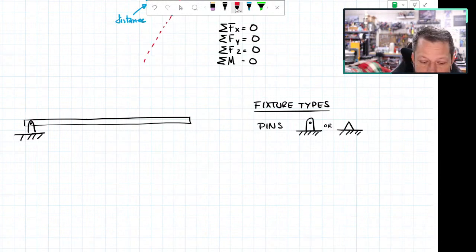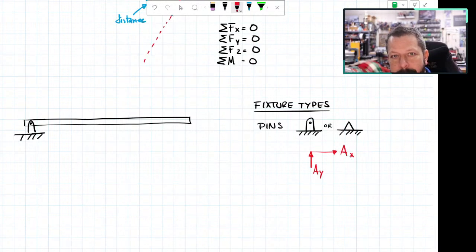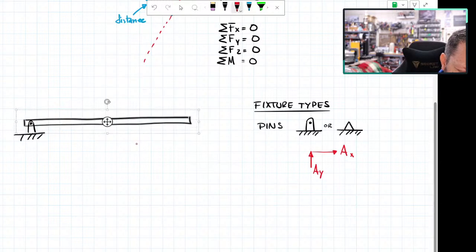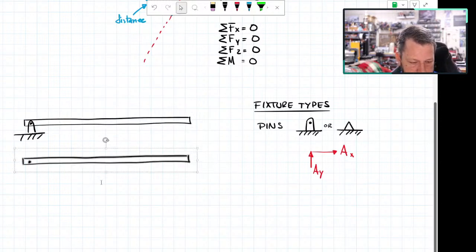So for a pin, if I'm drawing the free body diagram, I would draw maybe an arrow like this and call it AY. So the reaction, if that's point A, for instance. And I might draw another one like this and call it AX, or maybe RY or RX for reaction. So if I'd actually put those on our picture over here, it would look kind of like this. Let's copy that and paste it.